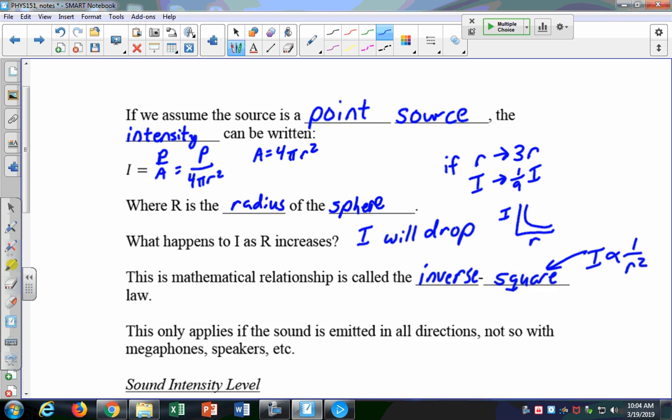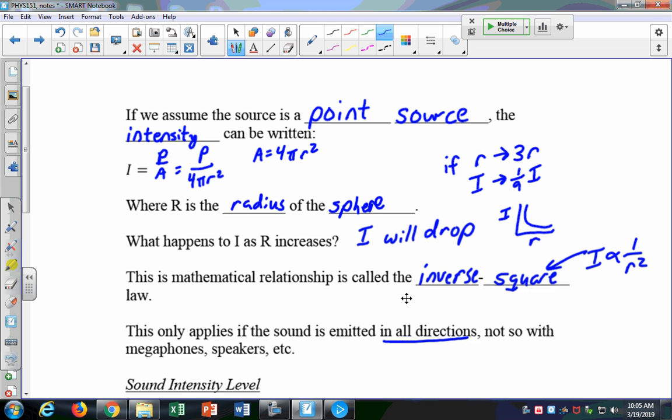Okay? So it implies that the sound is emitted in all directions. And so like if you're at a football game and the cheerleader has one of those megaphones screaming into your ear, you have to move farther away in order to get the intensity to drop, because that sound is more channeled towards you.